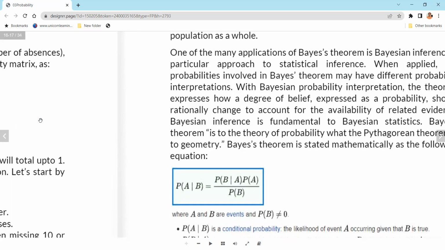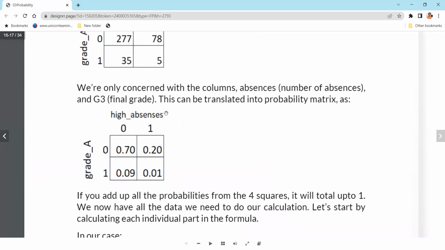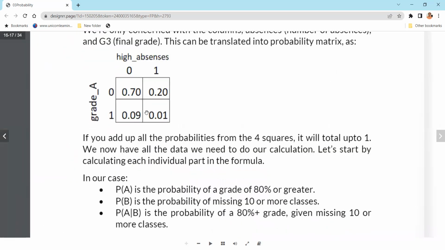Let's take the same example for the Bayesian theorem. What is the probability that you get grade A? Let's say A is getting grade A, and B is high absentees. What is the probability of getting grade A? Tell me, what is the probability of getting grade A?